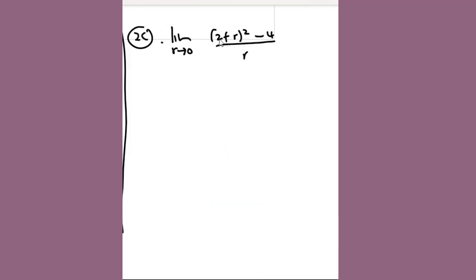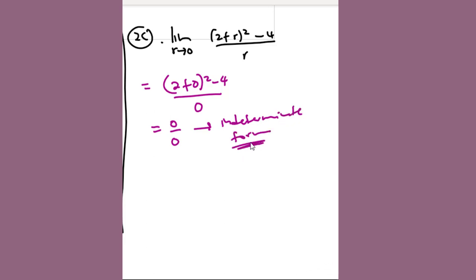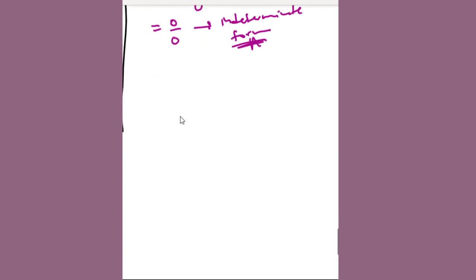2C: the limit of ((2 plus r) squared minus 4) over r as r approaches 0. Substitute: (2 plus 0) squared minus 4 over 0. This is 4 minus 4 over 0, which is 0 over 0. This is considered an indeterminate form, so you need to do something. This is a polynomial over a polynomial, so you should factorize and find the value. Then we try to solve for 2C.